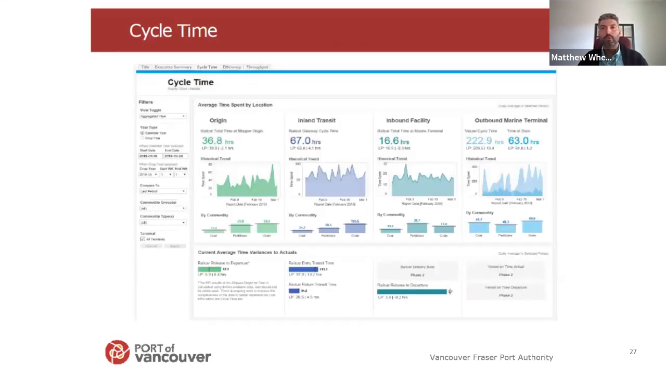Here's another example of a page on the dashboard: the cycle time. Again, this one looks more closely at the rail segment of the supply chain, and it tracks a rail car's time spent at a cargo origin, on its rail journey, or at the marine terminal. And you can also use this to track a vessel's time spent at port or at dock.